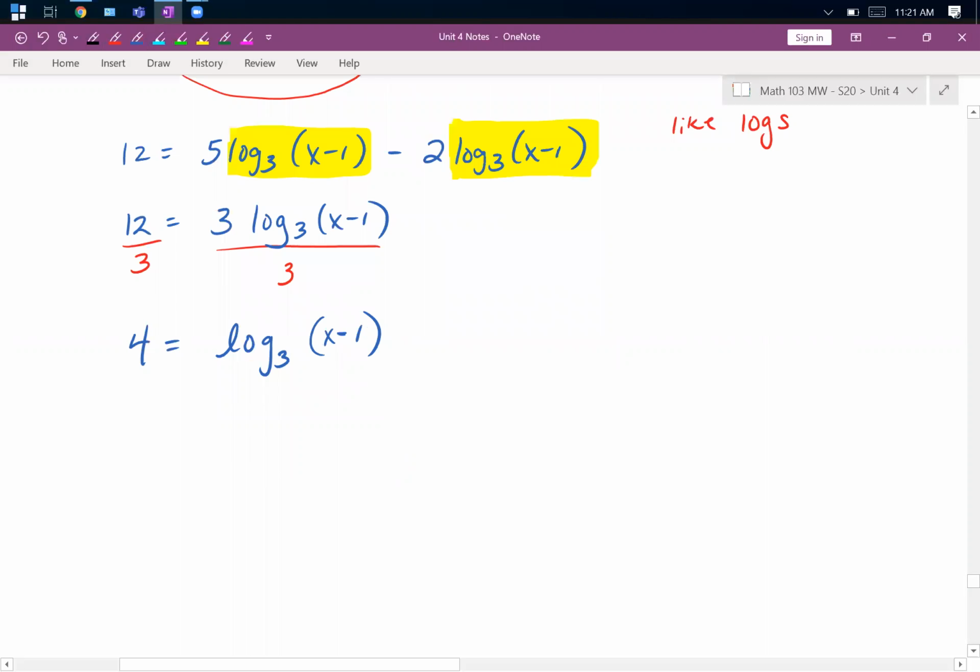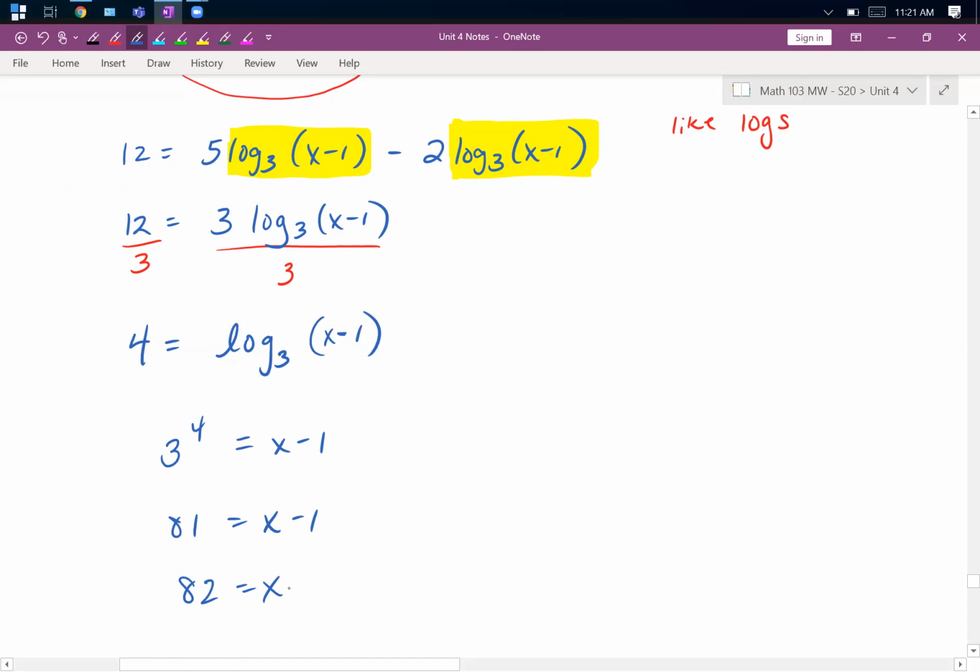And then we can solve by rewriting it in exponential form, since I have one log all by itself, no coefficient, equal to a constant. What's our exponential rewrite? 3 to the 4th equals x minus 1. Perfect. 3 to the 4th is 81. We got a nice little linear equation. We get x to be 82.